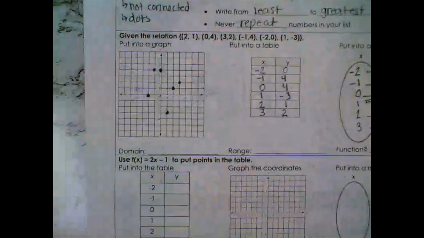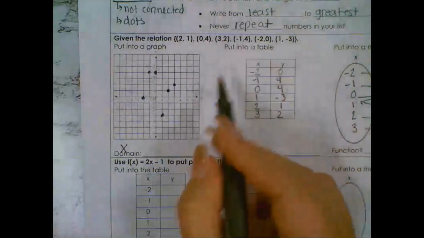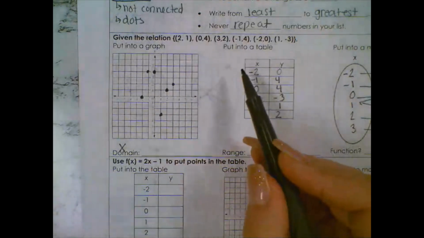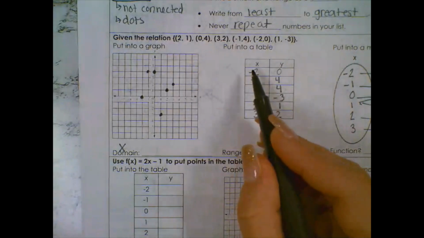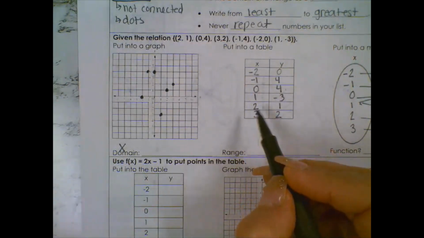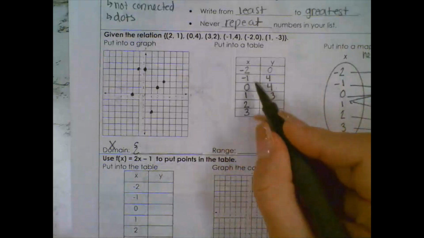Okay. Now, domain, remember this is the list of our x values. So we could read it from a couple different places. Sometimes the easiest to read it from would be the table or mapping diagram because it's already kind of listed out for you. So what we want to make sure is we are going from least to greatest and don't repeat.